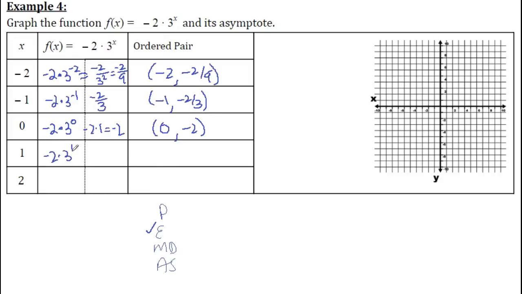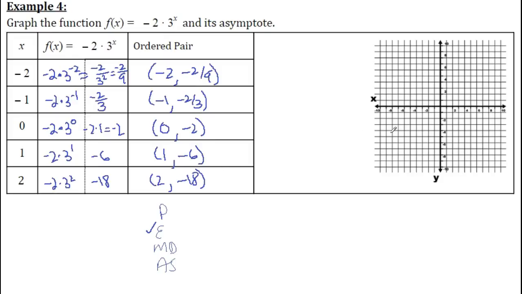Plugging in a 1, the exponent of the 1 talks just to the 3. 3 to the first power is 3. 3 times negative 2 is negative 6. So if x is 1, y is negative 6. And finally, negative 2 times 3 squared, that exponent of the 2 talks just to the 3. 3 squared is 9. 9 times negative 2 is negative 18. So if the x value is 2, the y value is negative 18.